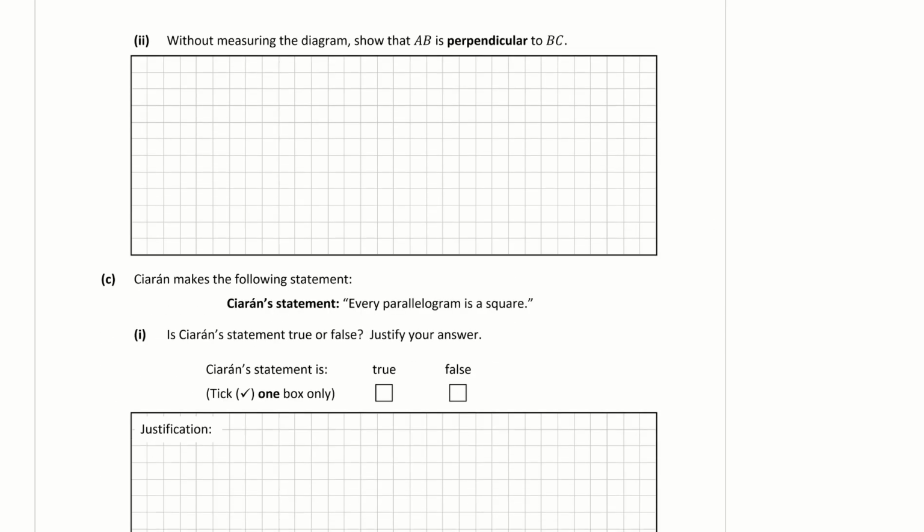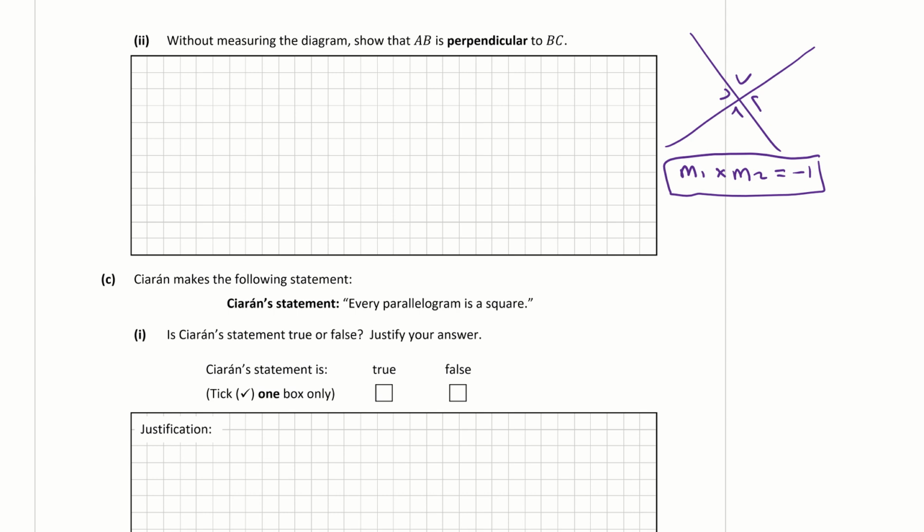Looking at part 2, without measuring the diagram, show that AB is perpendicular to BC. Now the best way to show lines are perpendicular is to get their slopes. So if you get the slopes of 2 lines perpendicular, what you'll notice is that in order to show they're perpendicular, one slope is flipped with a different sign. Now to prove that though, you multiply the 2 slopes by each other and you'll get minus 1. So that's how we prove if two slopes are perpendicular.